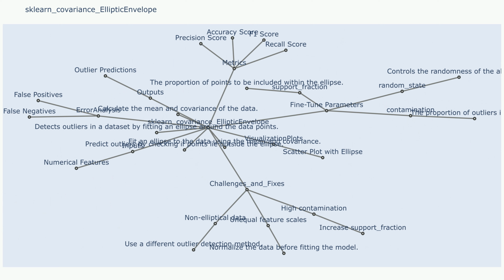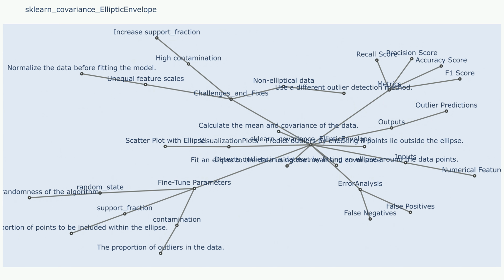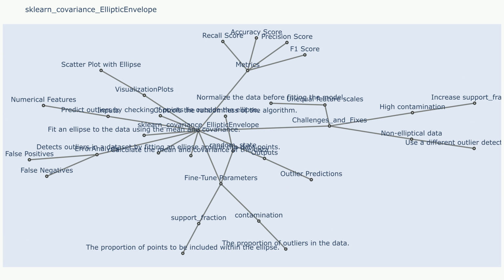Metrics. Precision. The proportion of correctly identified outliers. Recall. The proportion of actual outliers that are correctly identified. F1 score. The harmonic mean of precision and recall. Visualization plots. Scatter plot of the data points, with outliers highlighted. Elliptical boundary representing the estimated distribution of the inlier data.